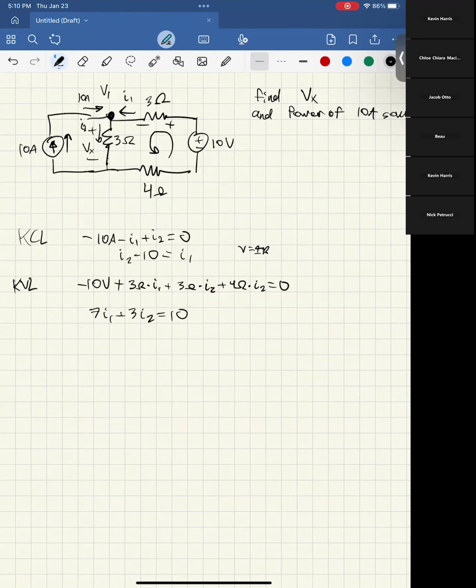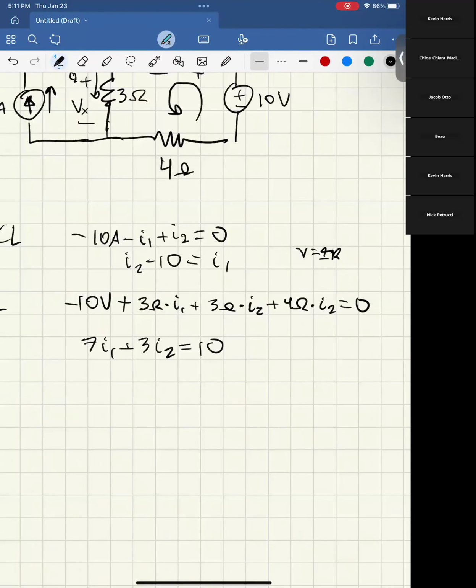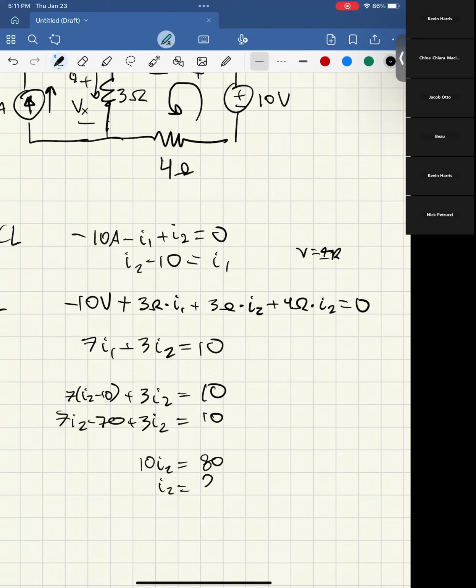So here, let's say if you shuffle things around, you get I2 minus 10 equals I1. Plug that in, we get 7 times (I2 minus 10) plus 3I2 equals 10. 7I2 minus 70 plus 3I2 equals 10. I think I'm doing this right. And then 10I2 equals 80. So then I2 equals 8.